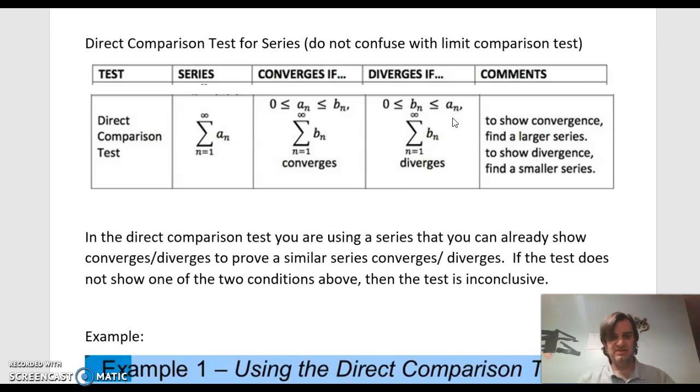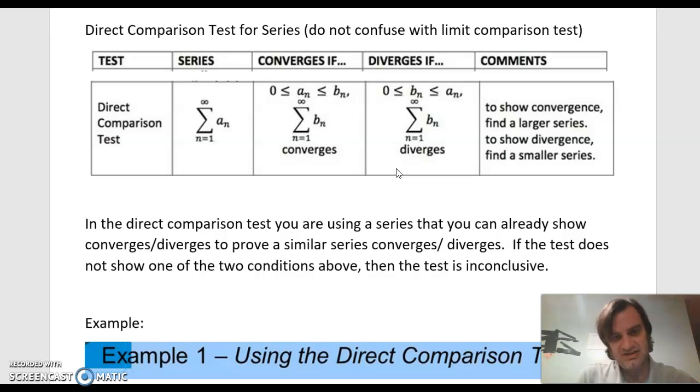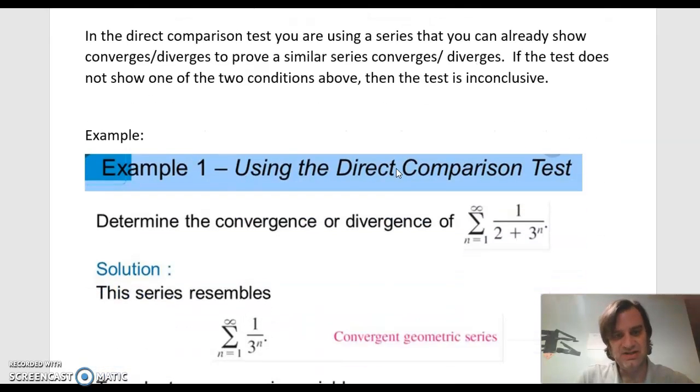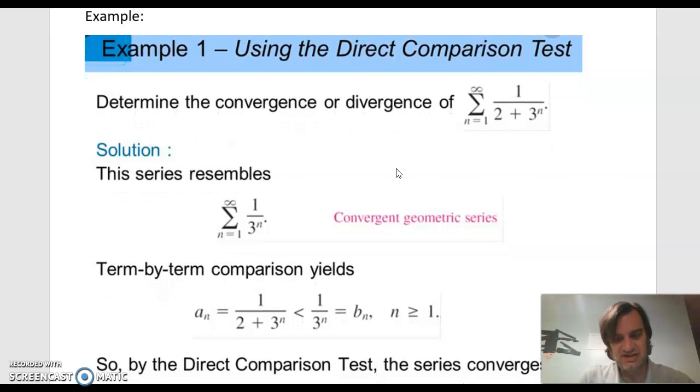This test can turn out to be inconclusive. So if you pick something on the wrong side here, for instance, if you pick a B that converges, and then it actually turns out that your A is bigger than B, then that proves nothing. Because while B might be small enough to have a bound, if A is bigger, we don't know if it has a bound or not. It could be just a little bit bigger and still converge, or it could be a lot bigger and diverge. And all we're showing is which side of that it would be on. So this is a test that can come out inconclusive, depending on what you pick. So let's go through a quick example here, or actually two.